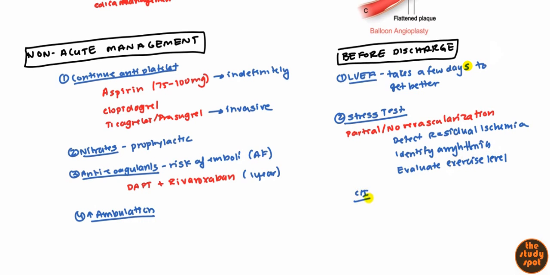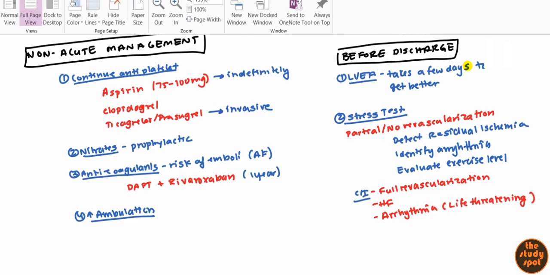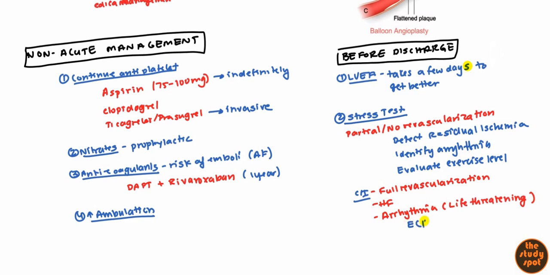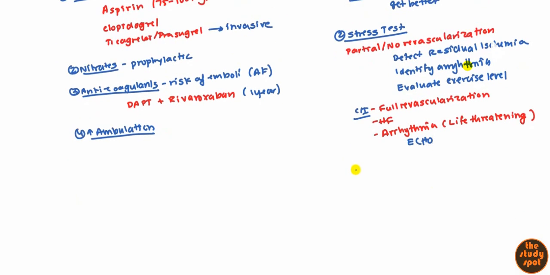It is contraindicated in certain patients to do the stress test on the same day. This would be patients who had full revascularization done, because it's just not necessary; you know that there's no ischemia there. If they have heart failure or life-threatening arrhythmias, you want to go ahead and do an echo for those patients, just to look at the heart and how it's functioning.